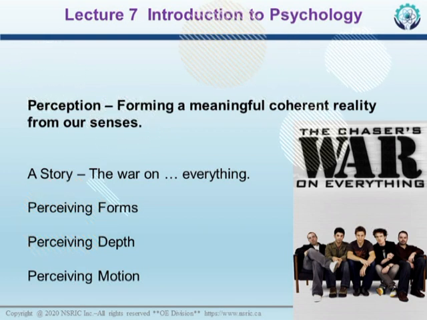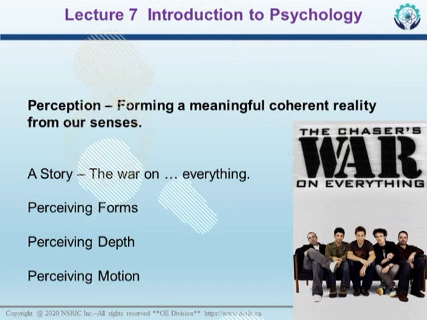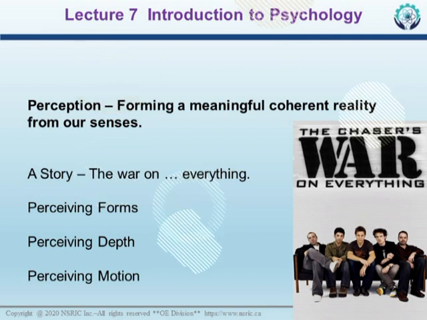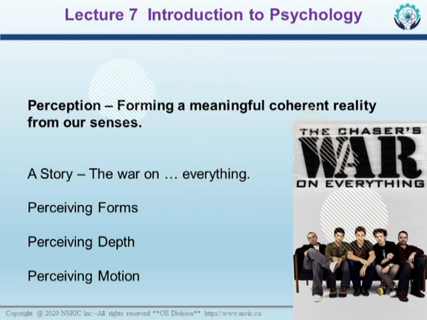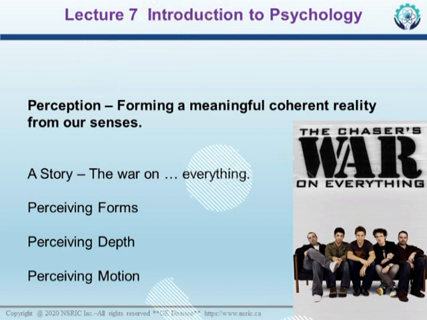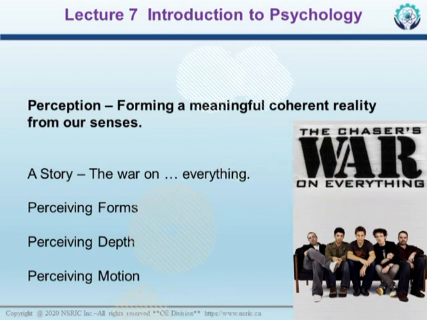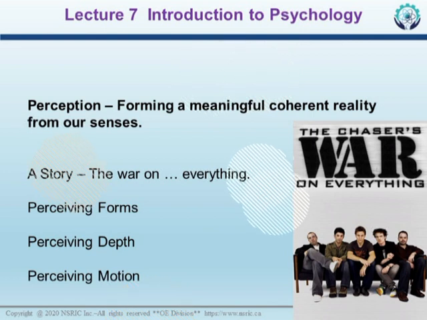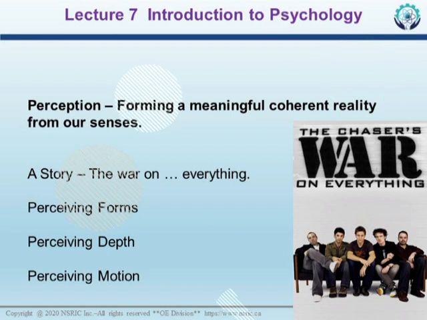And it just goes to show that even those trained to accurately perceive a threat can sometimes be misperceived themselves. And that ties into our whole theme here today of perception, of forming a meaning-coherent reality from our senses. Within this lecture, we will explore 3 main areas. We will explore perceiving forms, we will look at perceiving depth, and perceiving motion. So obviously, we're going to be primarily taking a look at vision within this lecture.